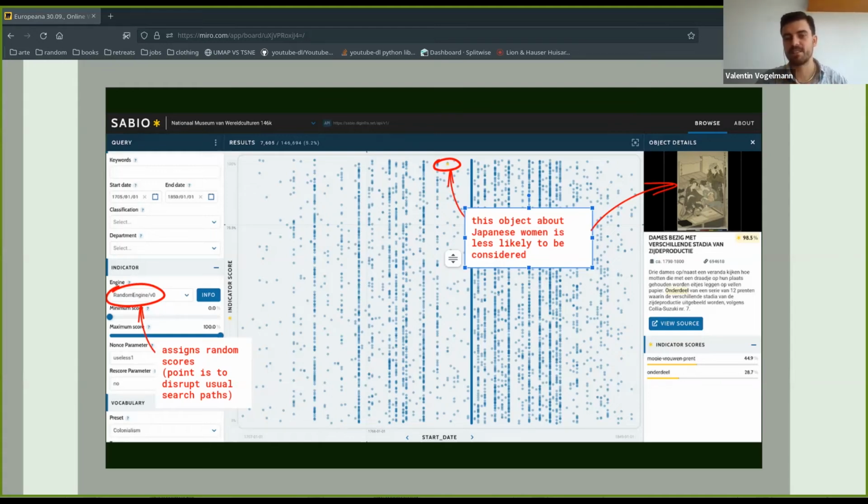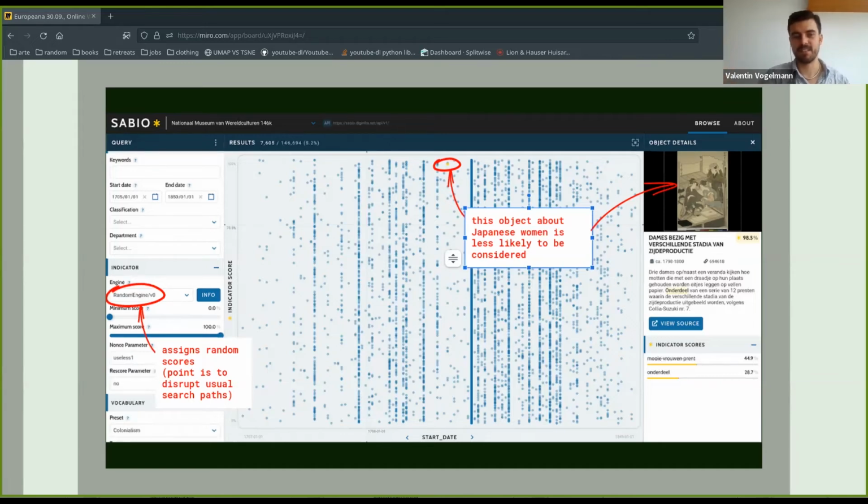And so the random engine, I realize also that it's a bit silly because it's just random scores. So you could also do this in a more nuanced way. But just as a very simple example of how disruptiveness could work, namely by just highlighting random things, right?